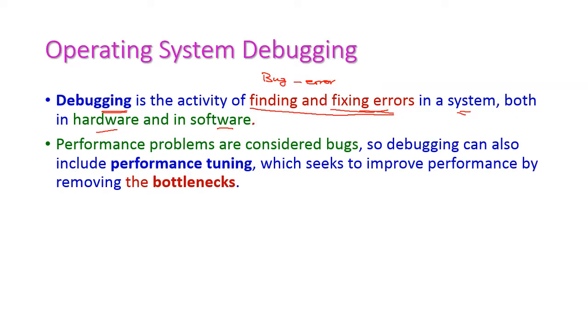Here, a performance problem is also considered a bug. If the system is performing poorly, then there may be an error. So debugging can also include performance tuning, that is, improving the performance by removing the bottlenecks.